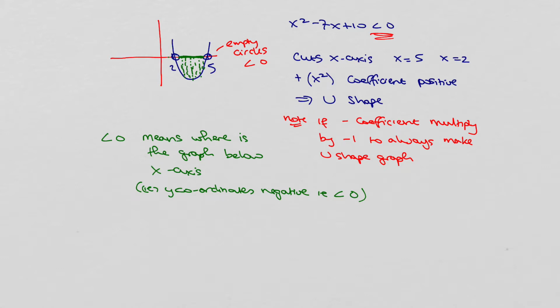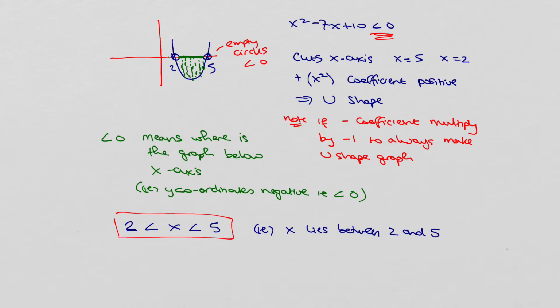So how do we write the answer? Well, it means that x has to lie between 2 and 5, but cannot equal 2 or 5. So we say the answer is 2 is less than x, which is less than 5. In other words, x lies between 2 and 5.